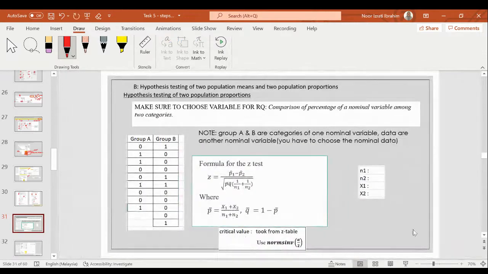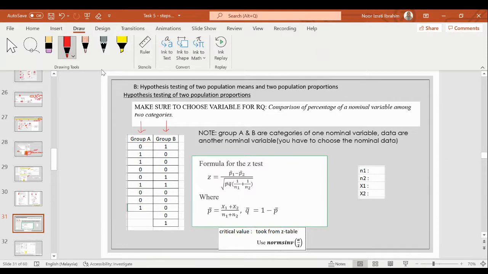Next is to test the two, or to compare the two proportions. For this one, you have to use the variable that you choose for the RQ, comparison of percentage of a nominal variable among two categories. Again, you have to rearrange the data set before you do your analysis, and your data need to be arranged by categories of the nominal variable.